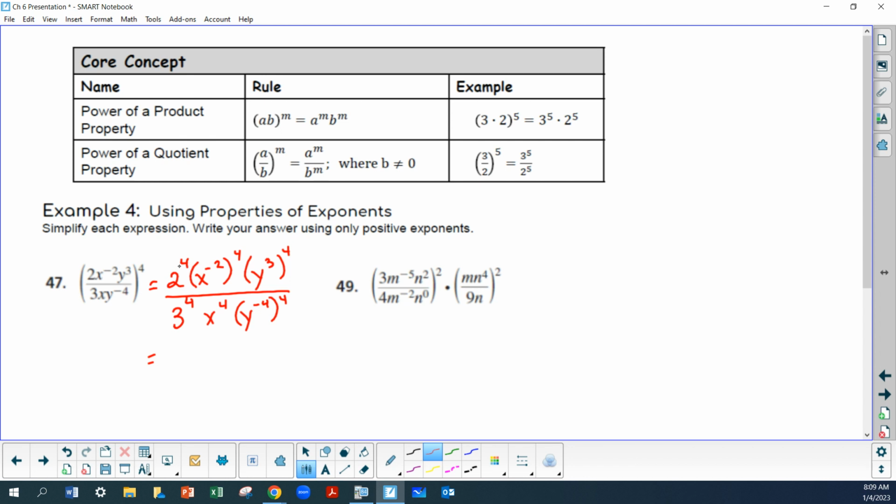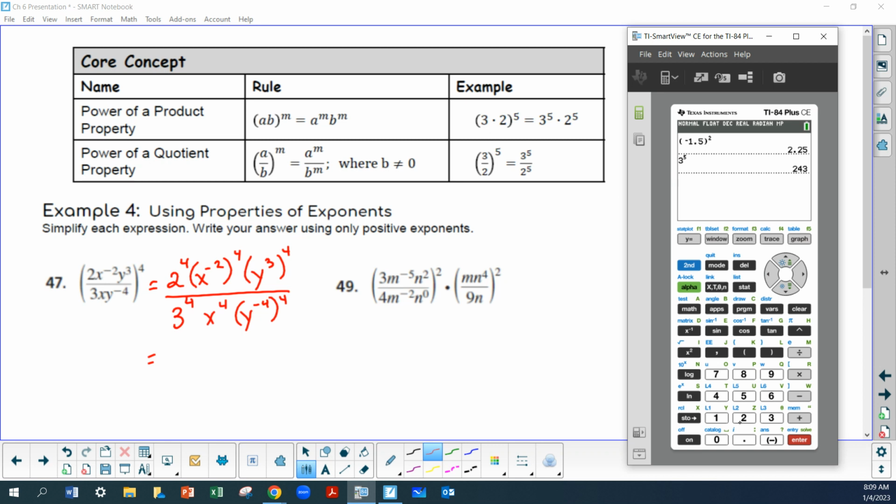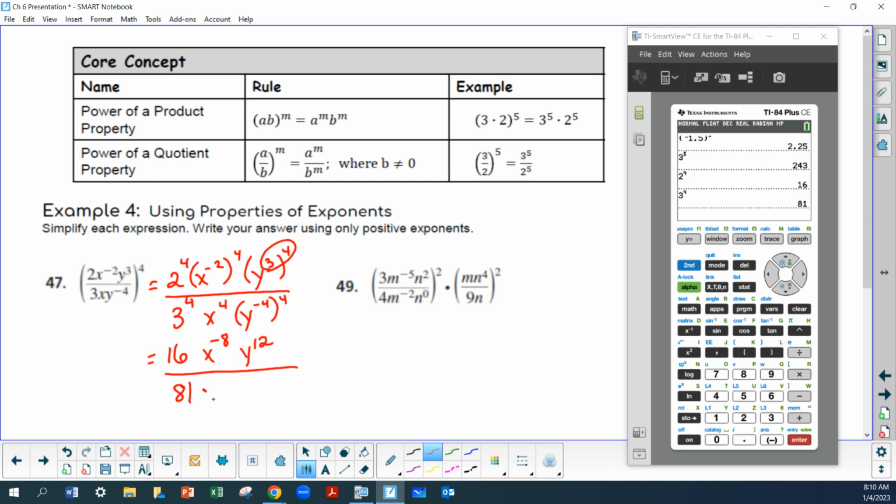All right, so 2 to the 4th, if you throw that in your calculator, remember from yesterday, go 2, use the caret key, take it to the 4th power, hit enter. Oh, it's 16. So 16 will stay in the numerator. This will expand and become x to the negative 8, won't it? Which will drop to the bottom. I'll do it in my next step, so I'm doing this in a few passes. And I get y to the 12th because I'm going to multiply those powers. 3 to the 4th, I know that one. It is 81. X to the 4th is fine. Y to the negative 4 times 4 is negative 16.